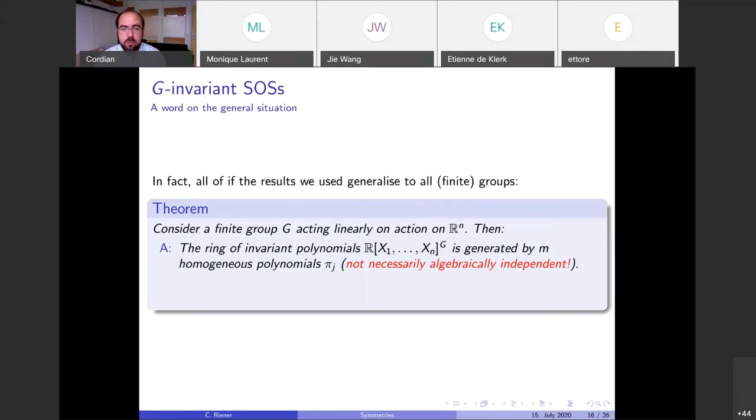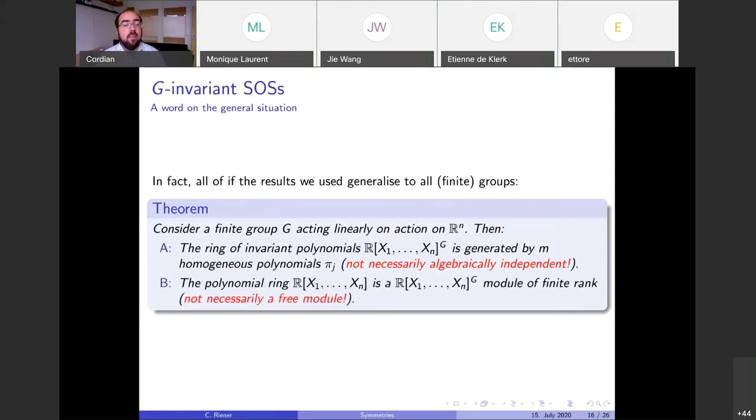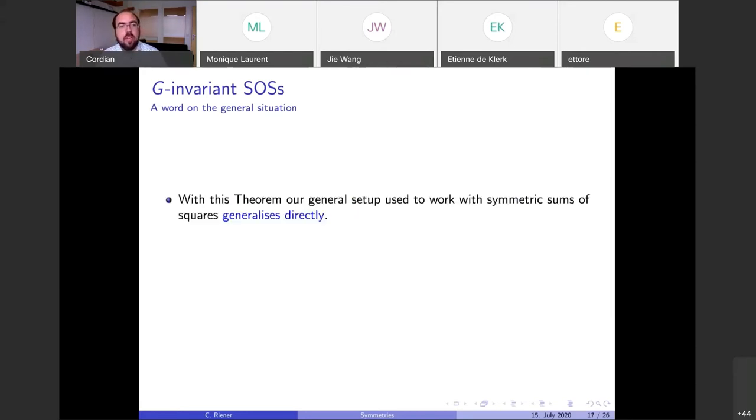But the price we have to pay for a general group is that this representation is in general not unique, meaning that the generators are themselves not necessarily algebraically independent. And again, the polynomial ring is a module of finite rank even, but it's not necessarily a free module, meaning the representation that we took with the coefficients being invariant polynomials will not be unique for a given polynomial. However, with this statement that we don't prove here, the general setup that we used to work with symmetric sums of squares generalizes directly.